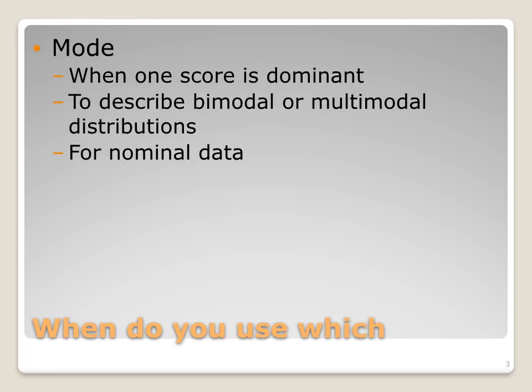In general, which measure of central tendency we use depends on the type of data we want to describe. The mode is typically used in three situations. First, when one score dominates a distribution, we can easily use the mode. If the distribution of data is bimodal or multimodal, the mode would also tend to be the most appropriate choice. And finally, we use the mode when the data are categorized as a nominal variable.